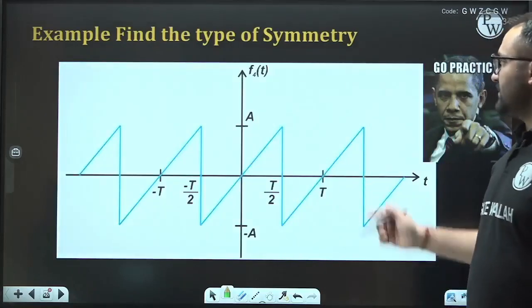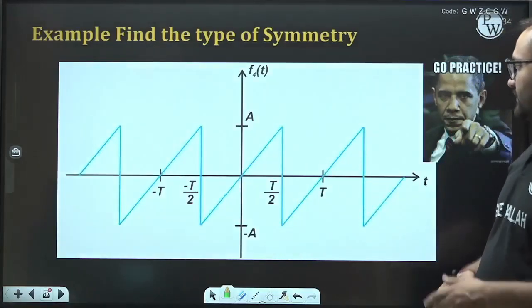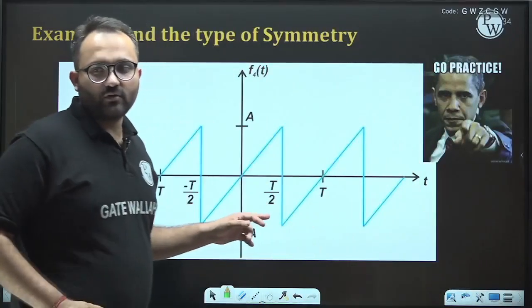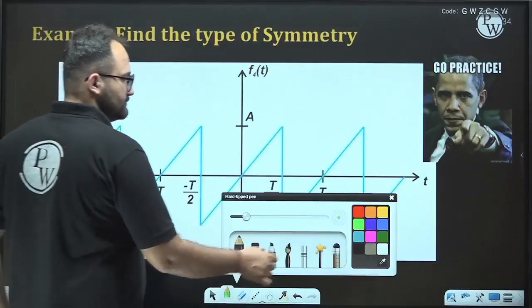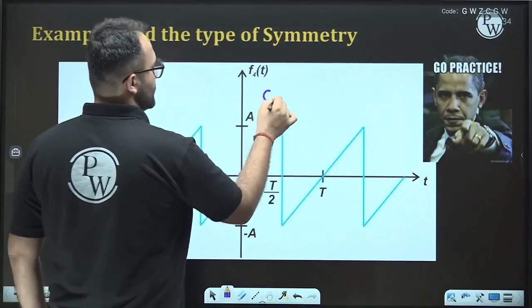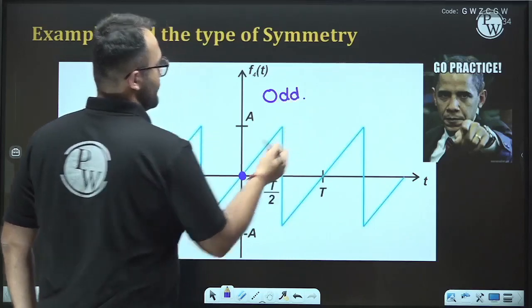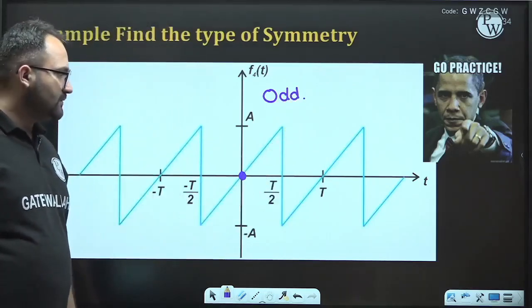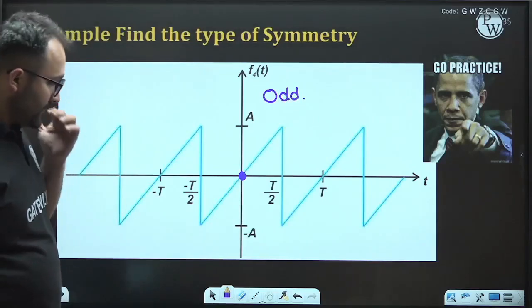So for this signal, let us find out all the symmetries now. It is very easy for us. First of all, we can see that this signal is odd. That is the first thing.